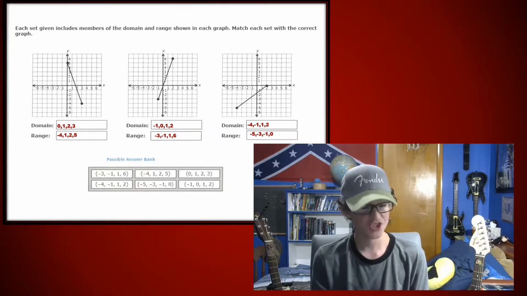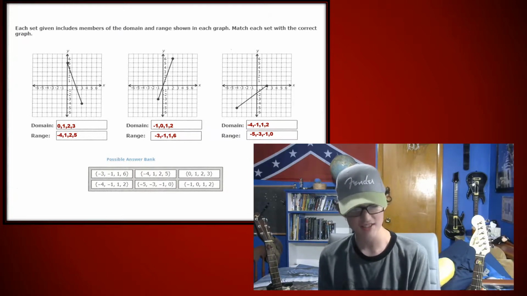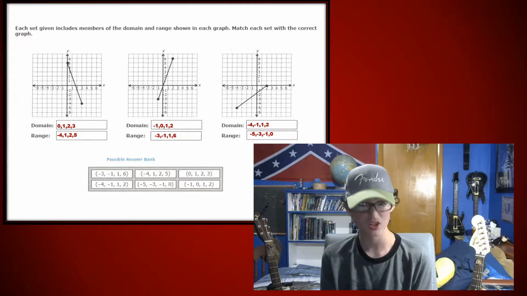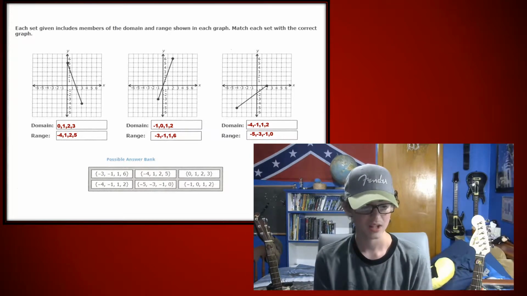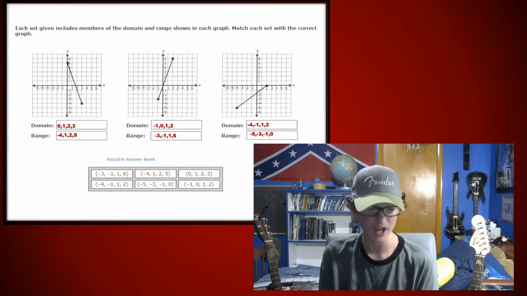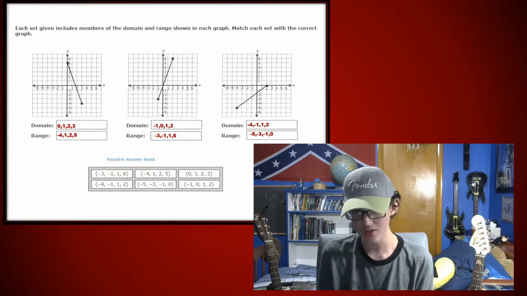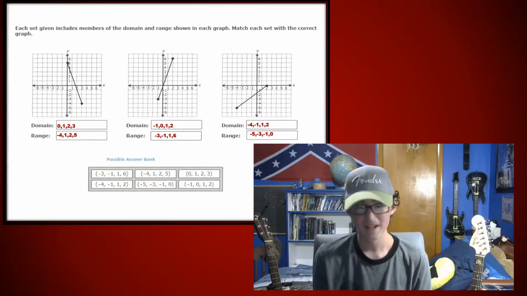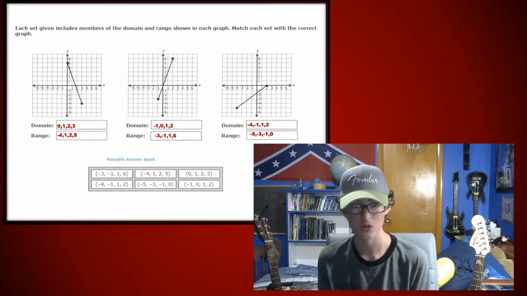Each set given includes members of the domain and range shown in each graph. Match each set with the correct graph. Sounds pretty simple, right? Well, it should be. So, the domain for the graph on the left would be 0, 1, 2, and 3. And since it's only 4 numbers, and in the answer bank it only has 4 numbers for each, we get lucky. We could just look at all the answers we got, you know? So, the domain would be 0, 1, 2, and 3.